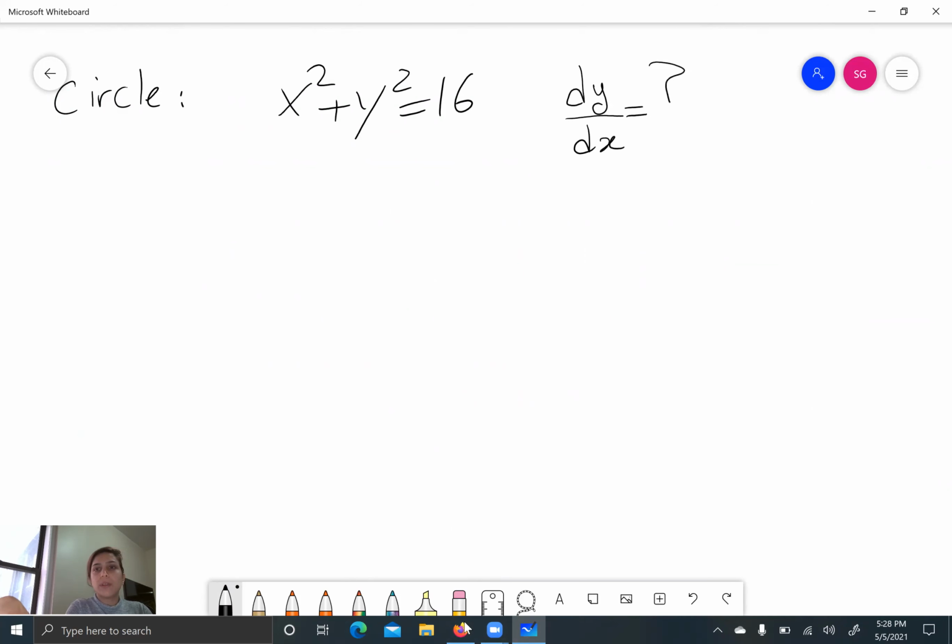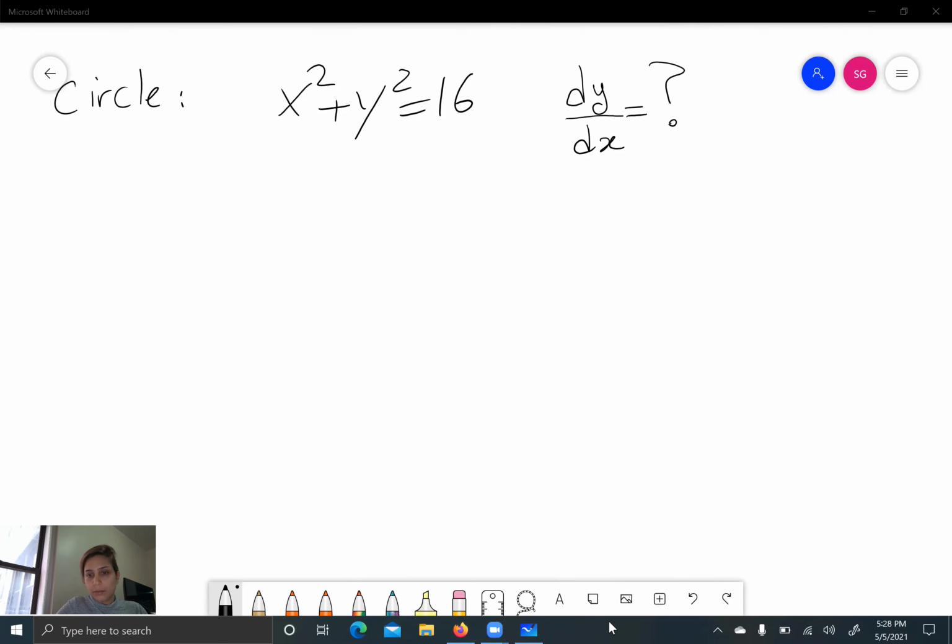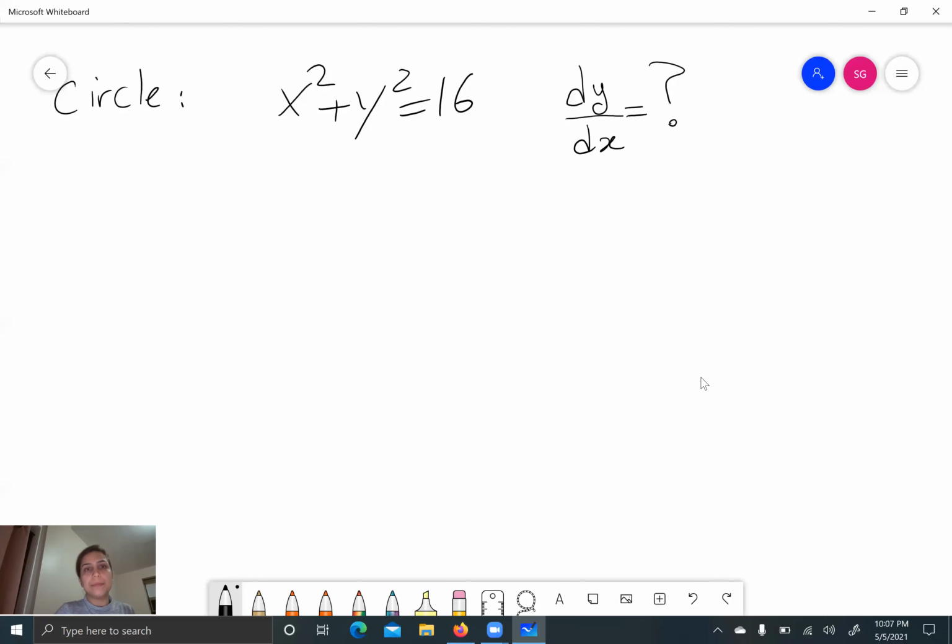What does it mean? We are looking for the derivative of y with respect to x. But when we have the circle, which is not a function, where y is not an explicit function of x, how can we calculate such a derivative? It is possible to do it by implicit differentiation.